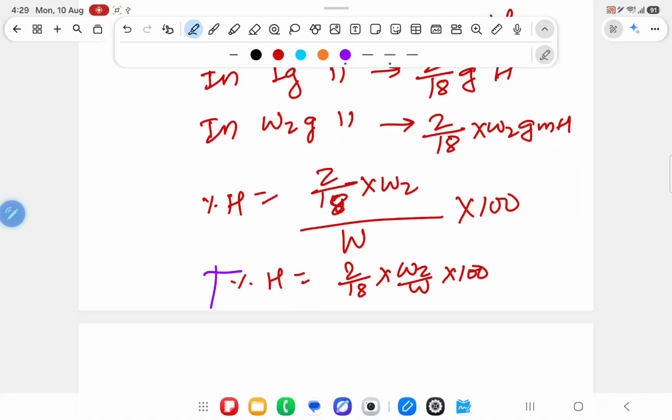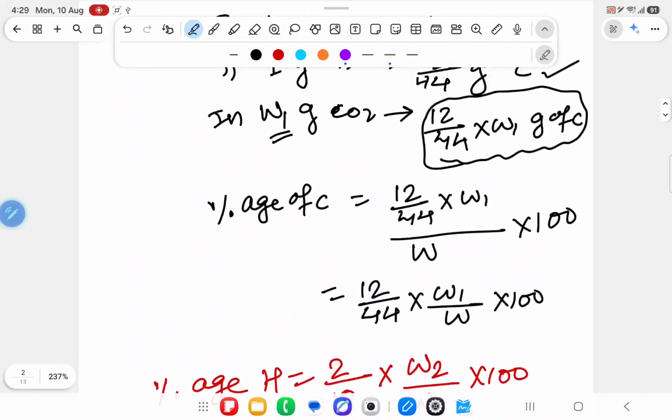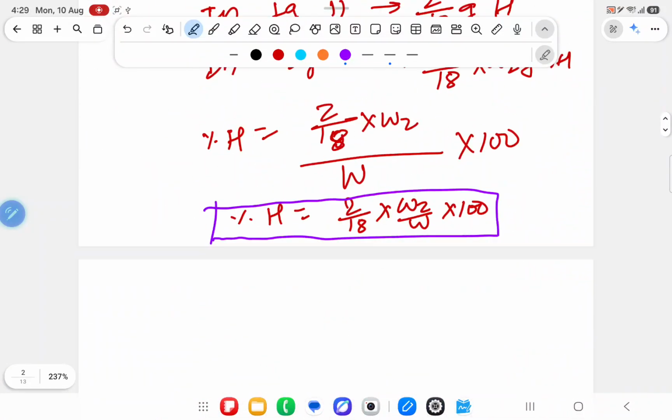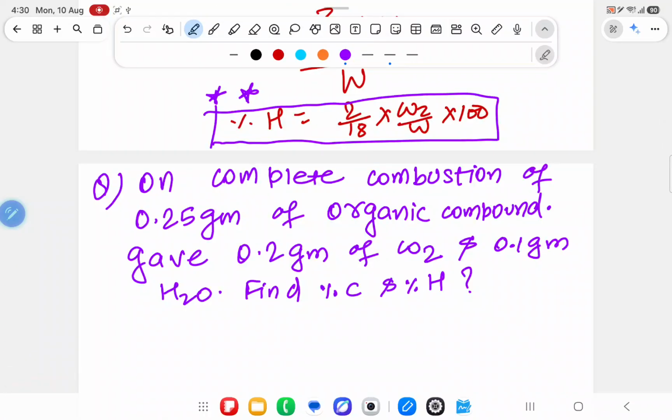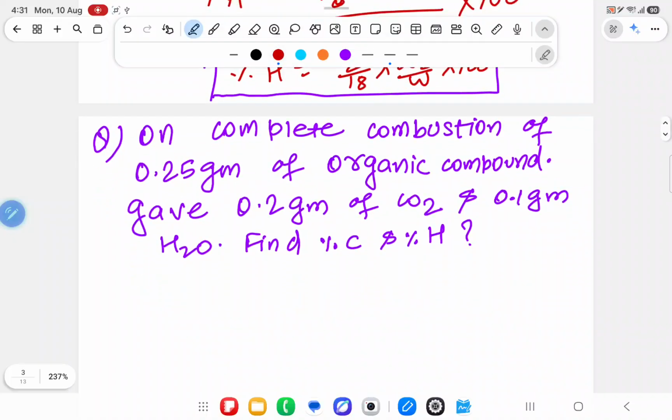So I suggest you, instead of doing all this for the Liebig method only, learn this formula and this formula. You are able to solve each and every question. Suppose I write one question over here. Now this is the question we will have. How will we solve this question?